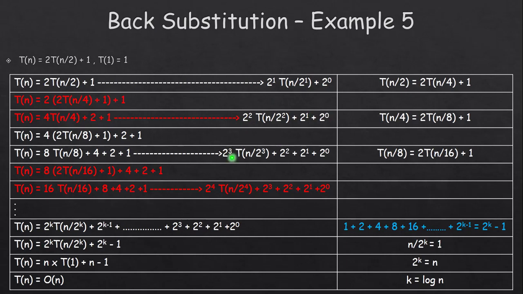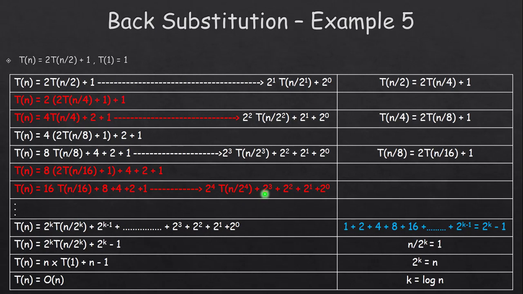This can be written as 2 cube T(n/2^3) plus 2 square plus 2 raised to 1 plus 2 raised to 0. And this can be written as 2 raised to 4 T(n/2^4) plus 2 cube plus 2 square plus 2 raised to 1 plus 2 raised to 0. So I am generalizing this term as a kth term. So here I will write T of n equal to 2 raised to k T(n/2^k).